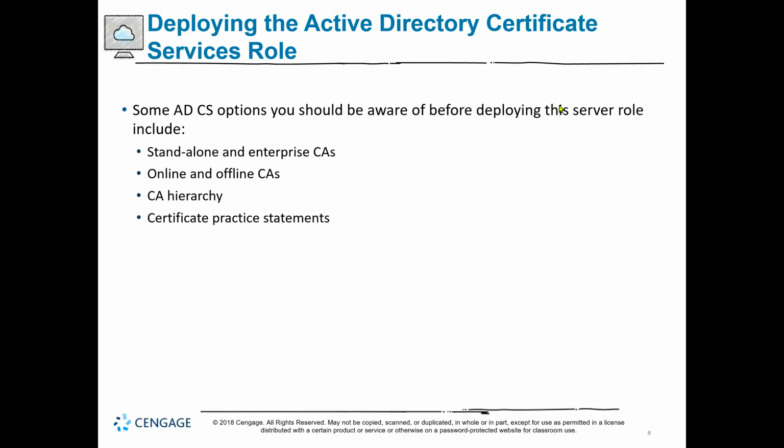I think the reason they breeze over these so quickly is that it's just things that you've gone over before. So they just want you to be aware that they're there. Deploying Active Directory Certificate Services role. Some ADCS options you should be aware of before deploying the server role include standalone and enterprise CAs, online and offline CAs, CA hierarchy, and certificate practice statements.